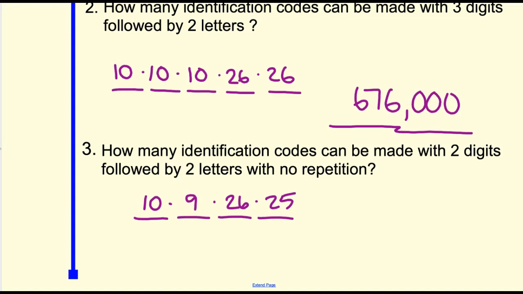So whatever the product of all those is. Thank you. The second one is 58,500. So that's quite a bit of possibility.